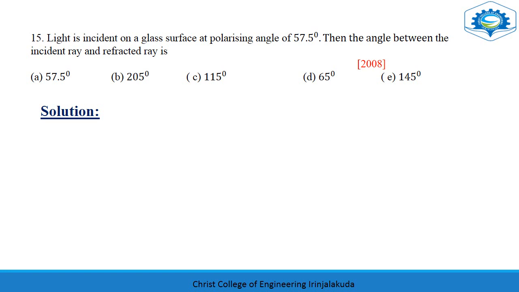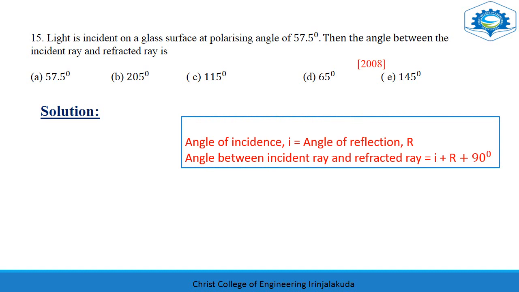See the next question. Light is incident on a glass surface at a polarizing angle of 57.5 degree. Then the angle between the incident ray and refracted ray is? The required equations: angle of incidence is equal to angle of reflection. Angle between the incident ray and refracted ray is equal to I plus R plus 90 degree.